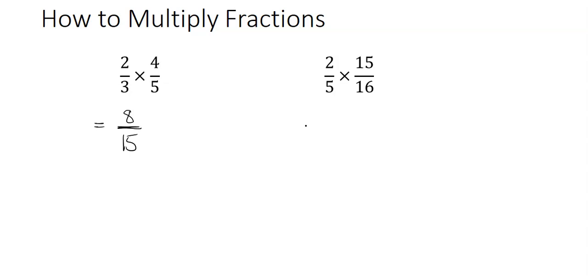Moving on to the next example. Multiply across. 2 times 15 is 30. Multiply your denominators. 5 times 16 is 80. This is not in lowest terms. We've covered this already. Let's put it into lowest terms. Cancel out the greatest common factor. We get 3 over 8.